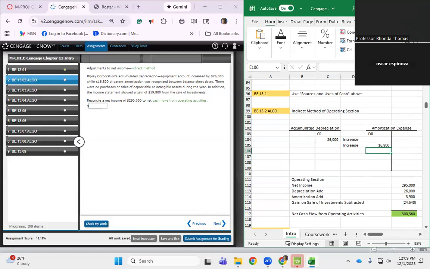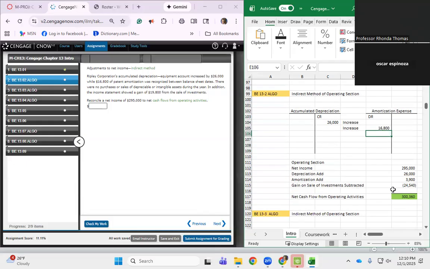If we would have had any gains or losses, then we would either add them or subtract them based on the recipe. In addition, the income statement showed a gain. So we had a gain because we sold some investments. Doesn't matter where the gain comes from. If we are showing a gain on our income statement, it gets subtracted. So I'm going to put the amount of the gain here.